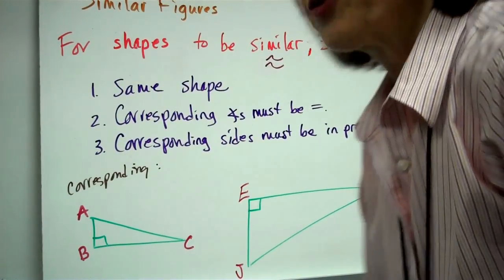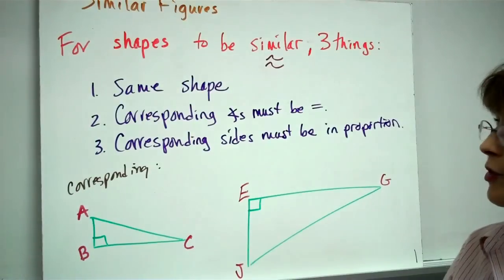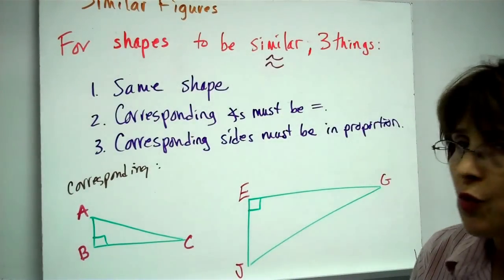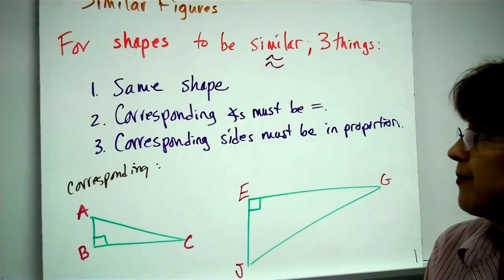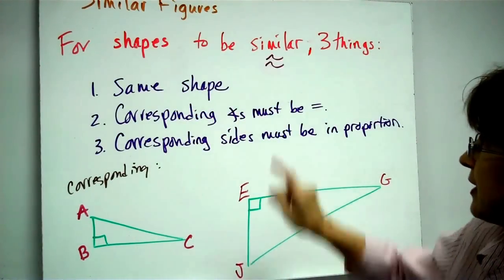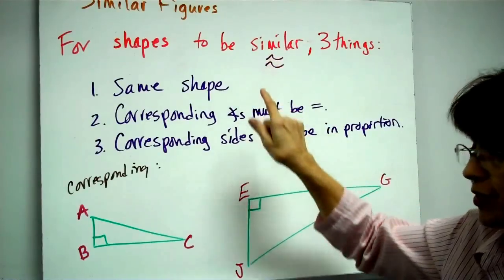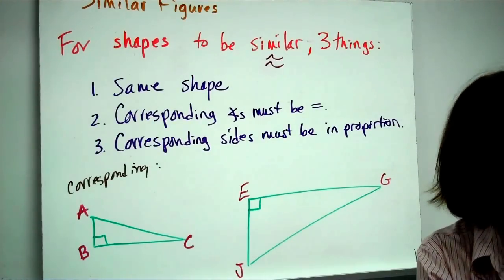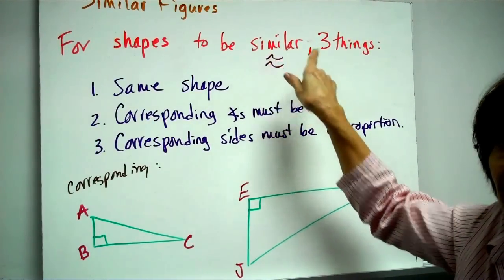Okay, we're going to now do a video, a lesson on similar figures. You're going to be introduced to this, and we'll work some really fun problems in class about this. First of all, for shapes to be similar, three things have to happen. And this, by the way, is what we use to show similarity between two things. Instead of writing down the word all the time, we use those two little wavy lines.